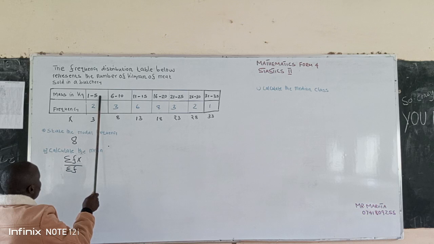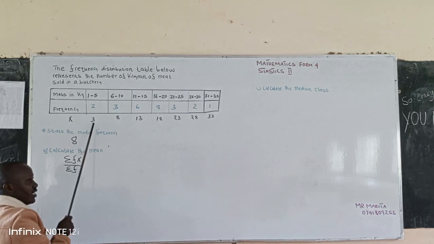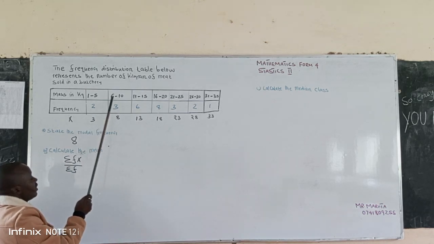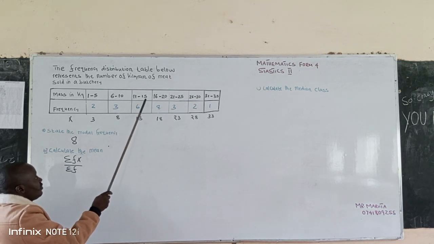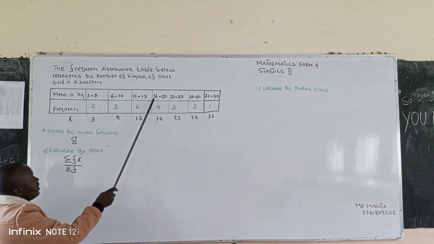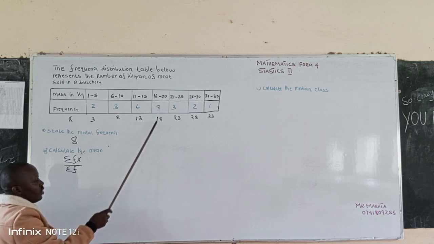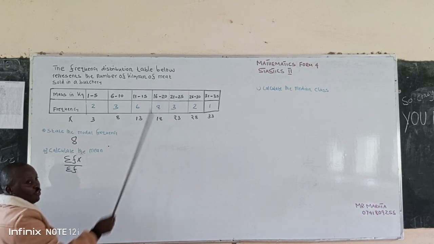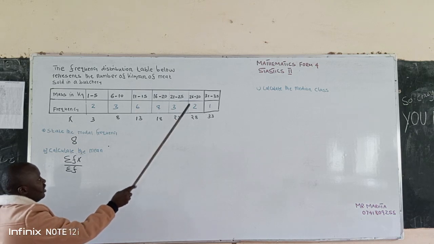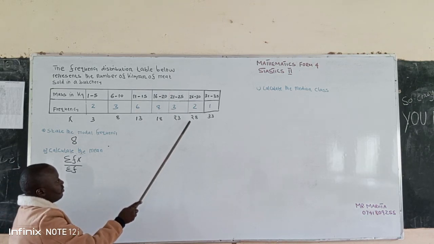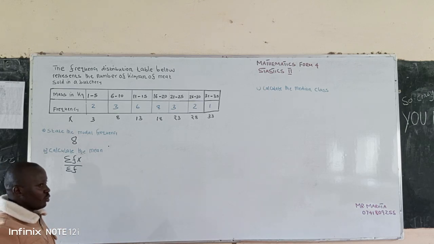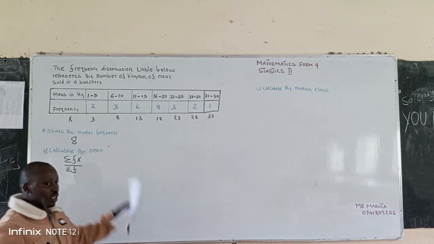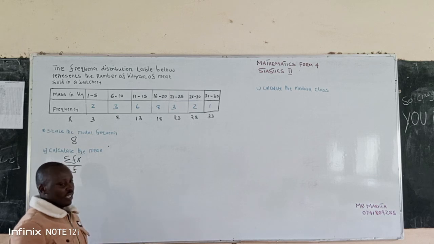1 plus 5 divided by 2, you will get 3. 6 plus 10 divided by 2 gives us 8. 11 plus 15 divided by 2, you have 13. 16 plus 20 divided by 2, you have 18. 21 plus 25 divided by 2, you have 23. 26 plus 30 divided by 2, you have 28. Then we have 31 plus 35 divided by 2, which gives us 33.